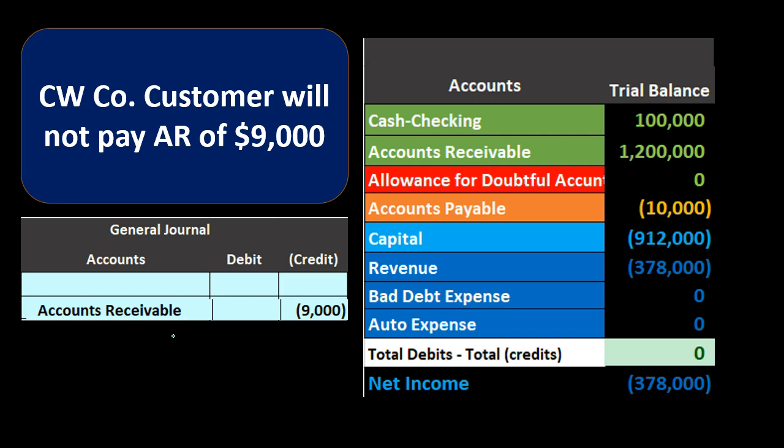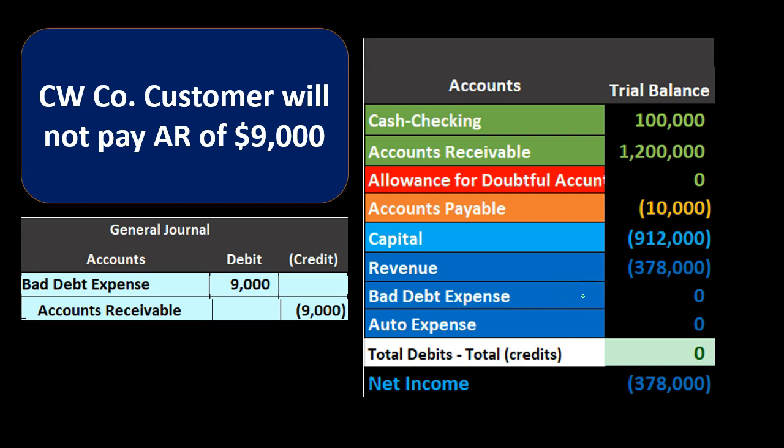That will be the same under the allowance method or the direct write-off method. The other side is what will differ. Under the direct write-off method, we will write it off to bad debt expense. This is probably what seems most natural at this point in time because it's not getting paid, so we're going to write it off to bad debt expense.